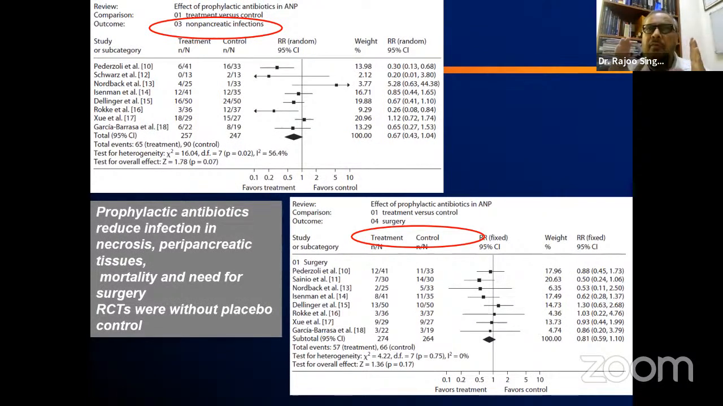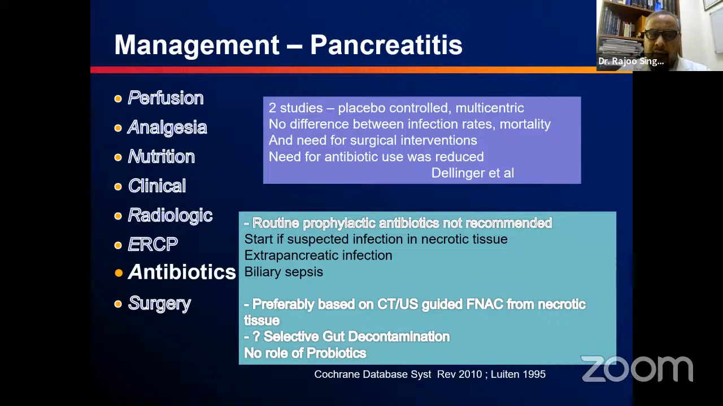So if you are thinking of infected pancreatic necrosis in a necrotizing pancreatitis, only then you do an FNA. If the FNA shows gram stain is positive, gram positive or gram negative bacilli or cocci are there, then there is a point. Or if the PCT is rising, or if the blood cultures are positive. So these are the 2-3 indications where you should be giving antibiotics. Routine prophylactic antibiotics are not recommended. They should preferably be based on a CT or ultrasound guided FNA from the necrotic tissue.